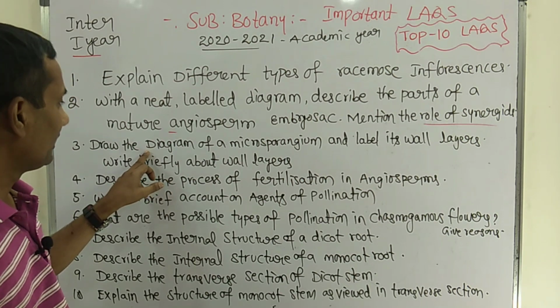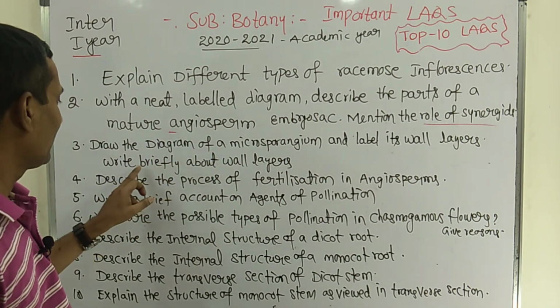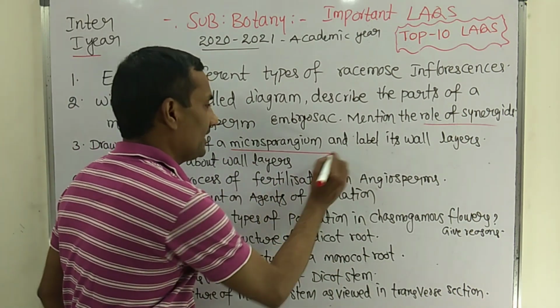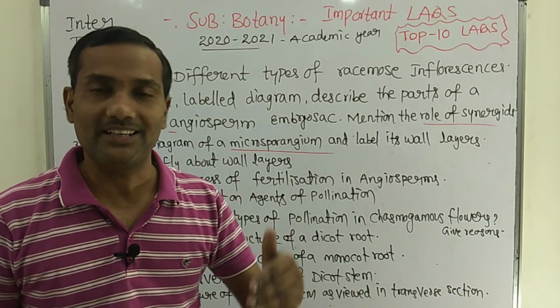Third question, draw the diagram of a microsporangium and label its wall layers. Write briefly about wall layers. That is the microsporangium, TS of anther. It has various different layers.